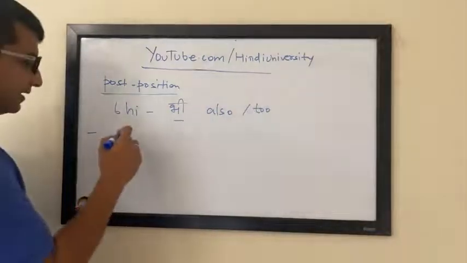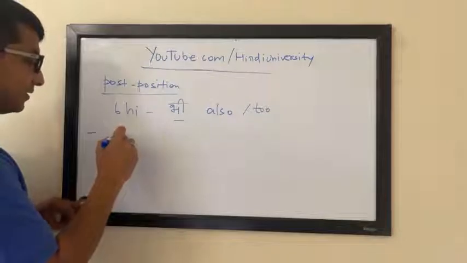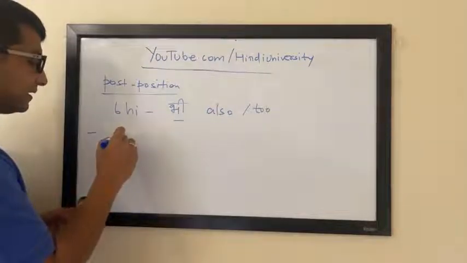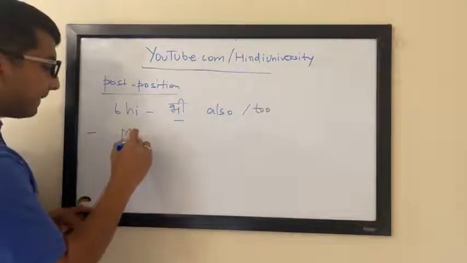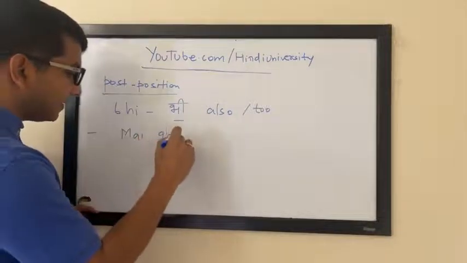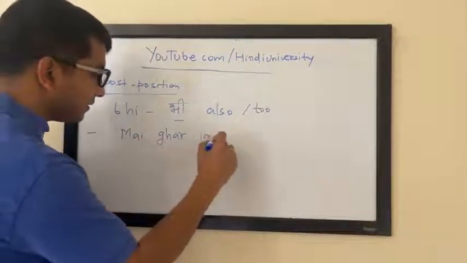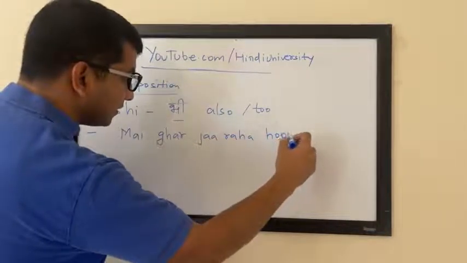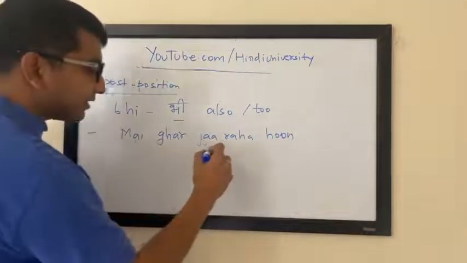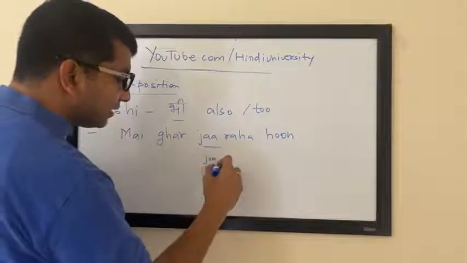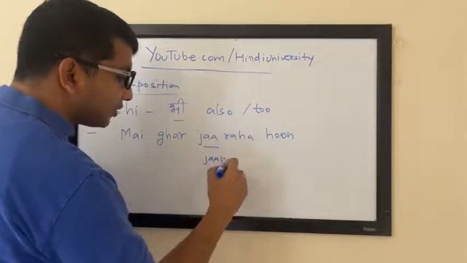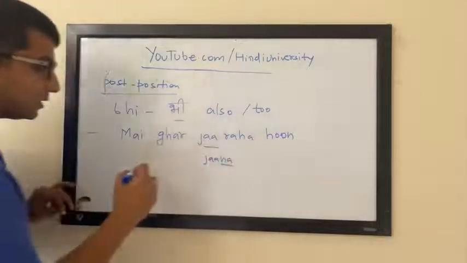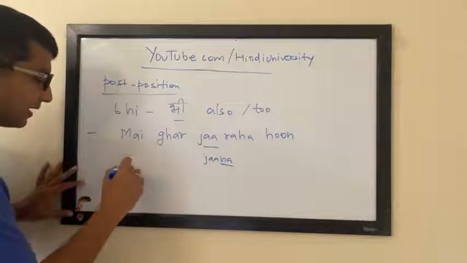मैं भी घर जा रही हूँ. Very good, right? Very good. So the sentence is, let's say I am saying मैं घर जा रहा हूँ. Okay, it's written in present continuous. The verb is jana, but because it's continuous, you remove the na and you put raha, and it means I am going home.